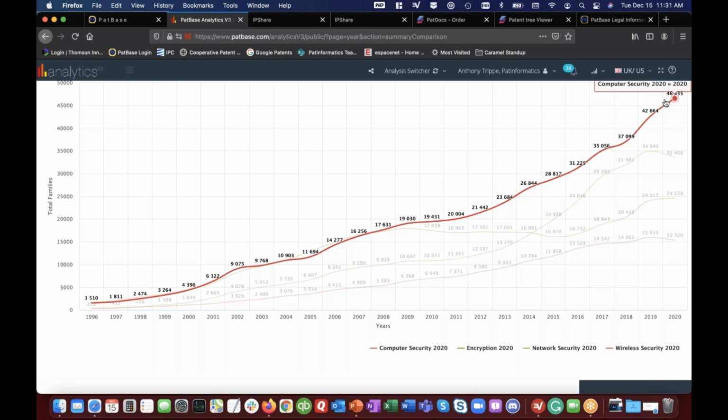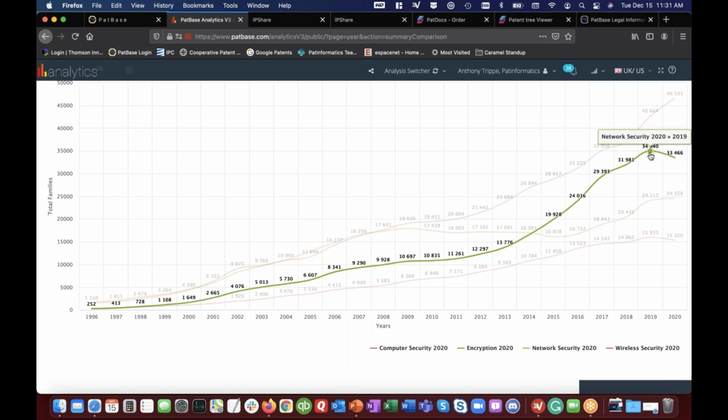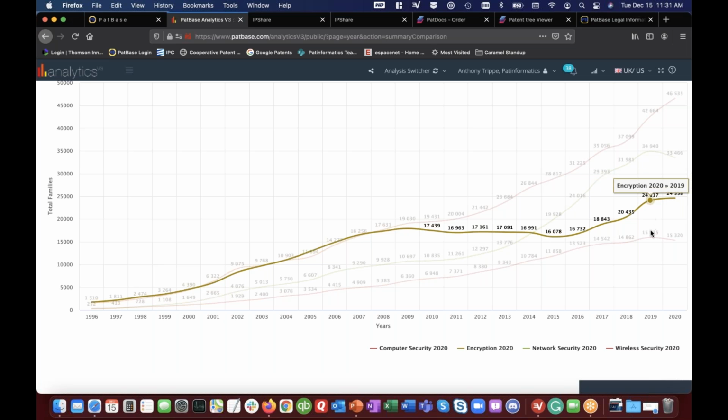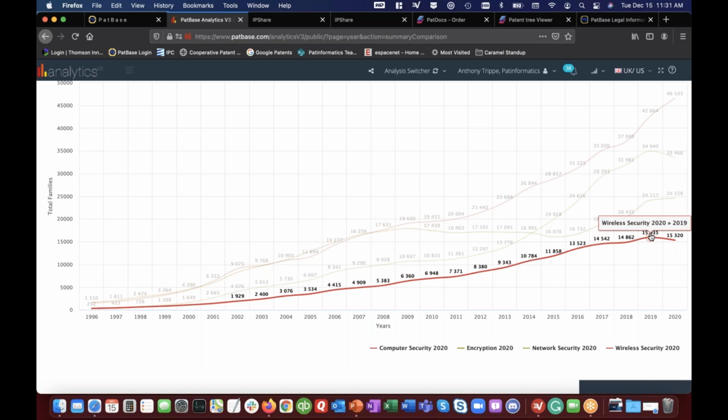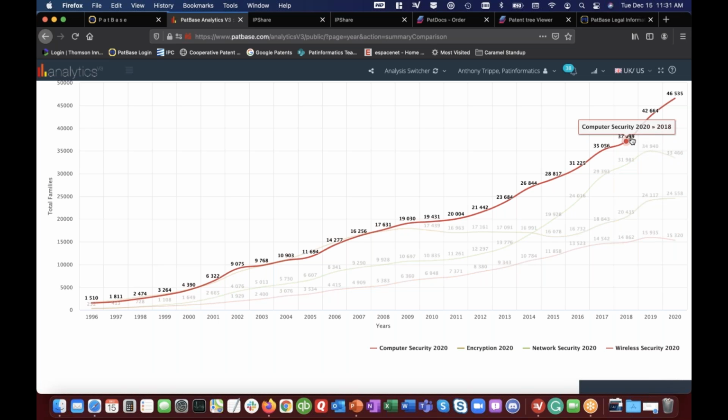We're almost done with 2020, and so this is almost a full year. We're not seeing the same sort of drop off we would get for a portion of a year. And we're seeing the network security seems to be leveling off or dropping off a little bit. And same thing with encryption, and the same thing with wireless security. And so we're seeing that it's this computer security section that's driving most of the growth that we're seeing in this particular area over the last few years.